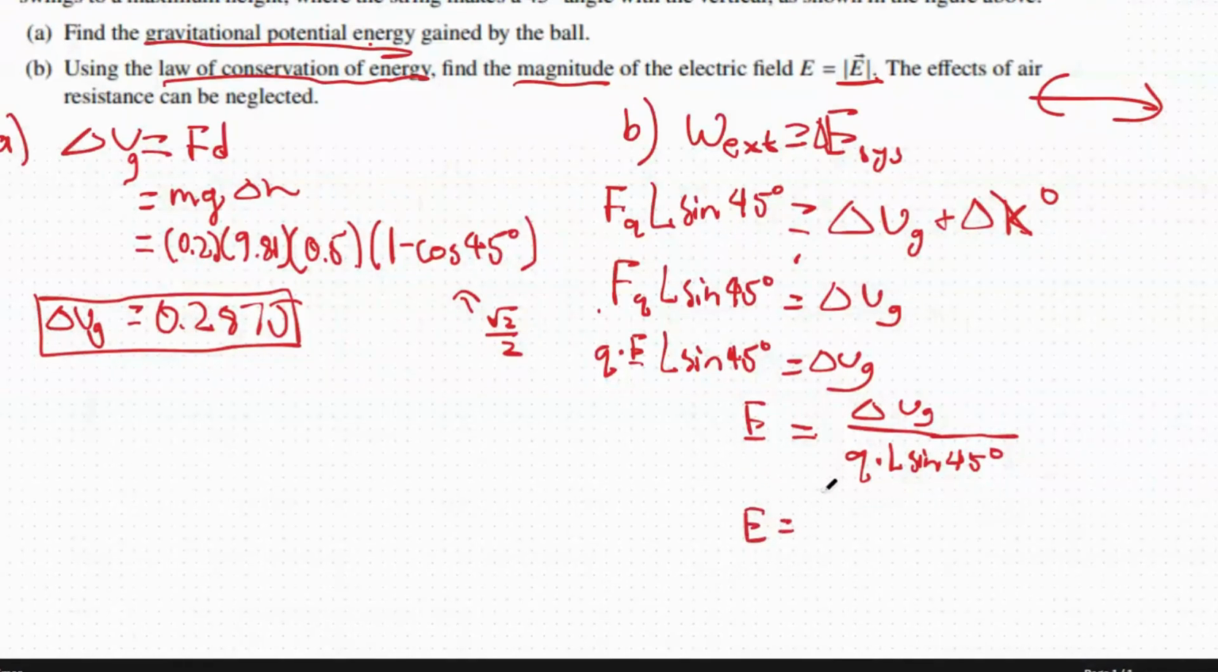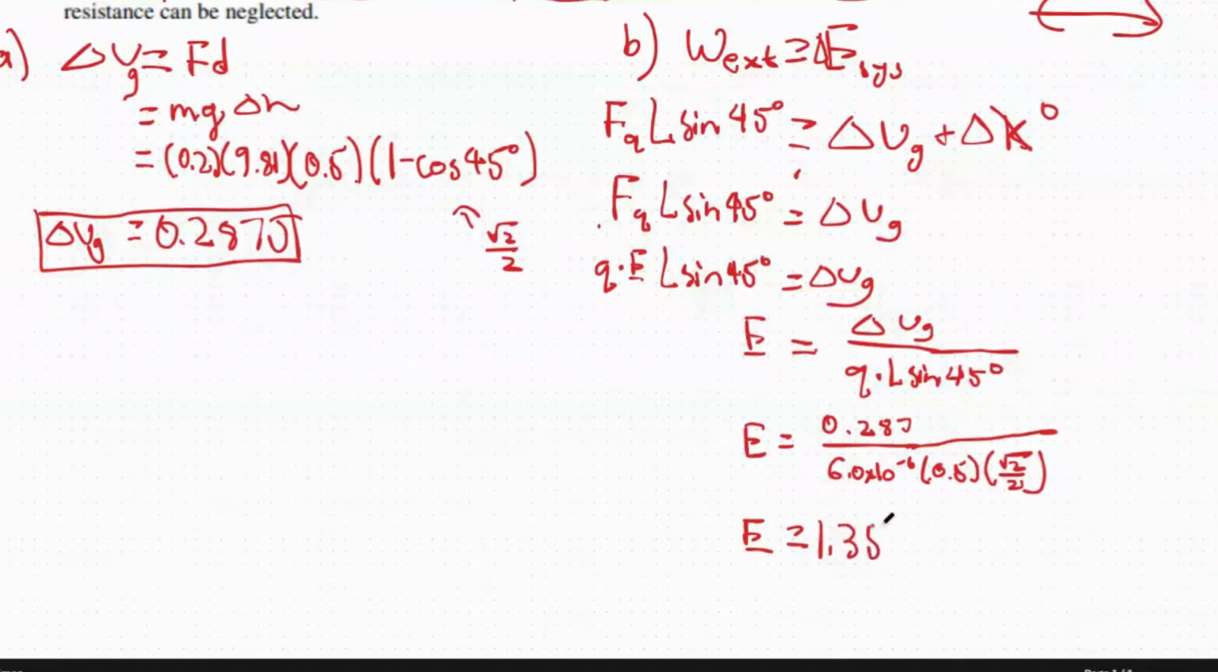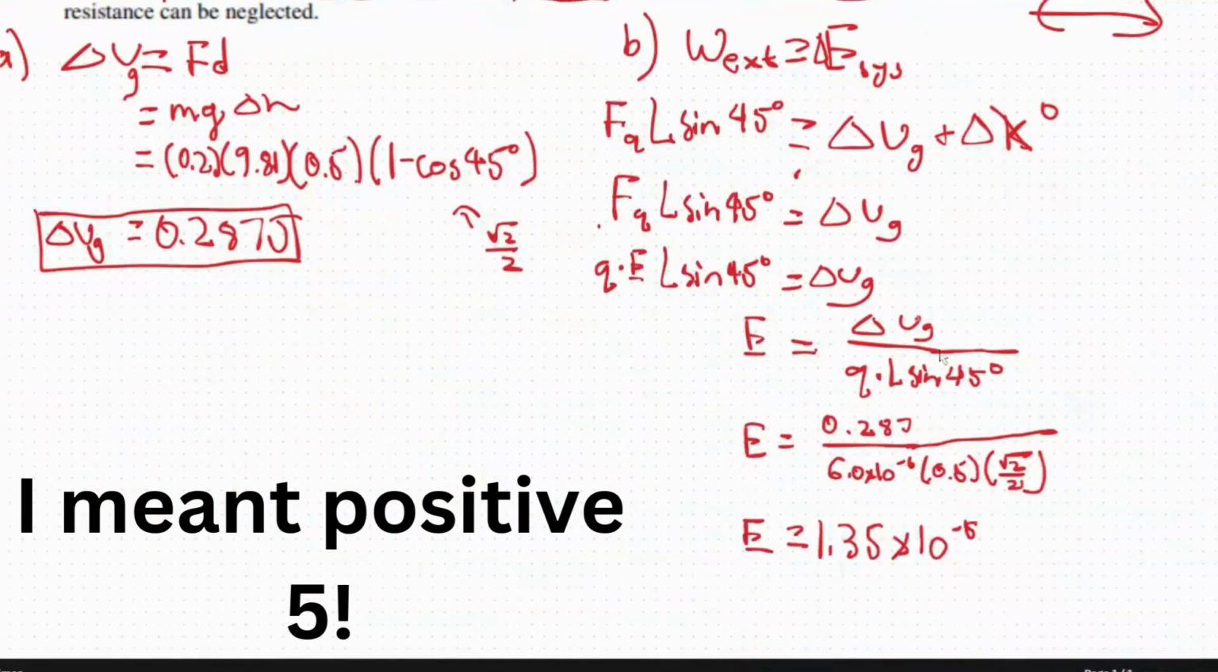E would be equal to 0.287 over, we know that the charge is 6.0 times 10 to the negative 6 times 0.5 times root 2 over 2, which is sine of 45 degrees. When you plug this in, you will get around 1.35 times 10 to the negative 5, and this is measured in electric field, so it would be newtons per coulomb. That would be your final answer.